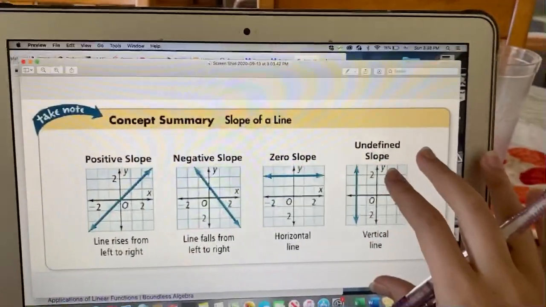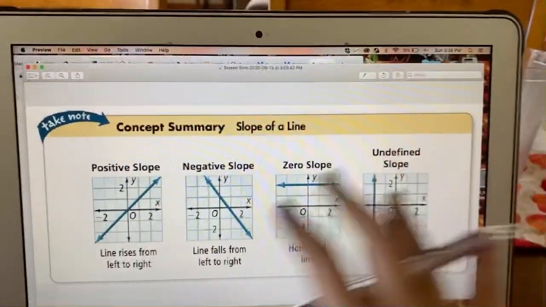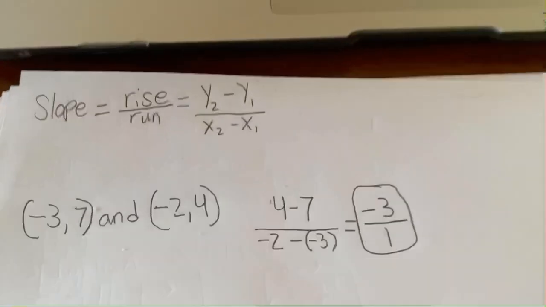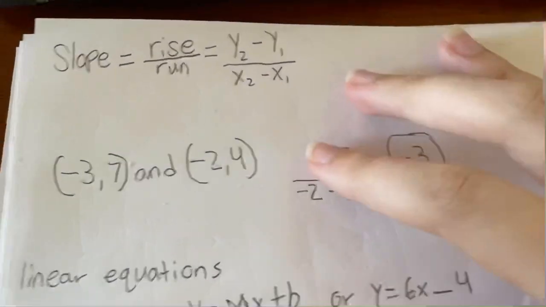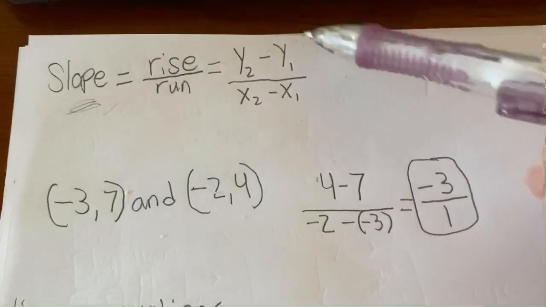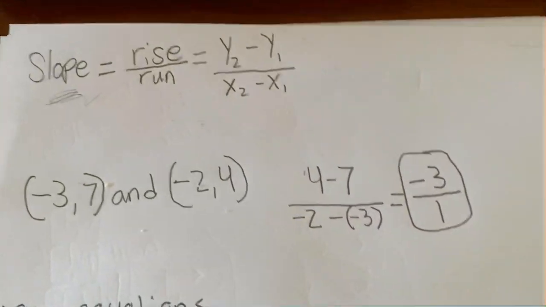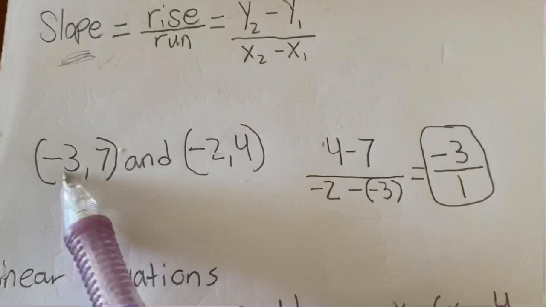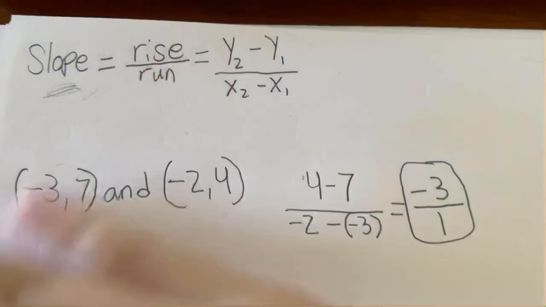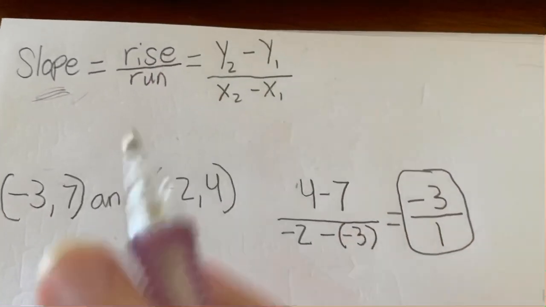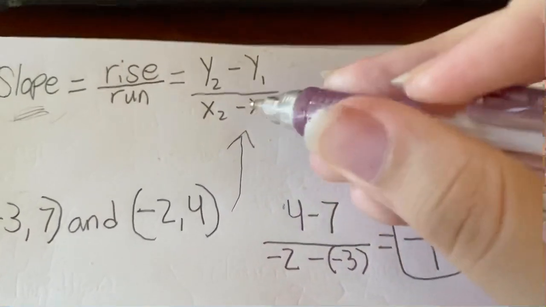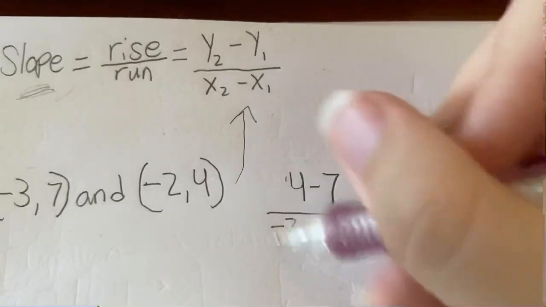So these are the different types of slopes of a line, to help clear up what each of these are called. Now we're going to quickly go over how to find the slope of two different coordinates. Right here I have (-3, 7) and (-2, 4). So we are going to input that into this equation right there. It should come out like this.